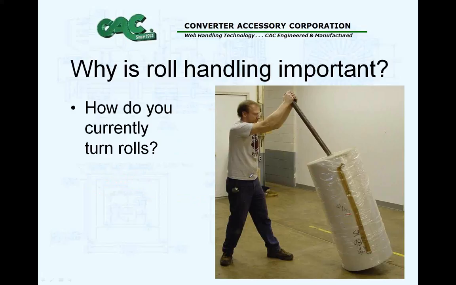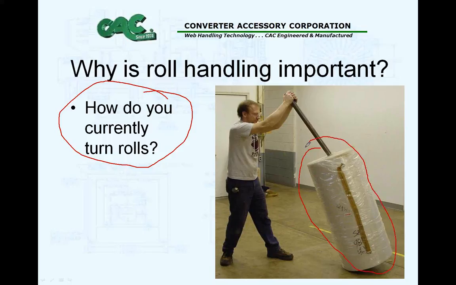So one of the things that's important to do is really to ask yourself, how do you currently handle rolls? How do you currently turn rolls of material in your facility? I've seen this done a lot of times where you have a heavy roll of material. Believe it or not, the roll in this photograph weighs about 800 pounds. It doesn't look like it's that heavy, but it is.